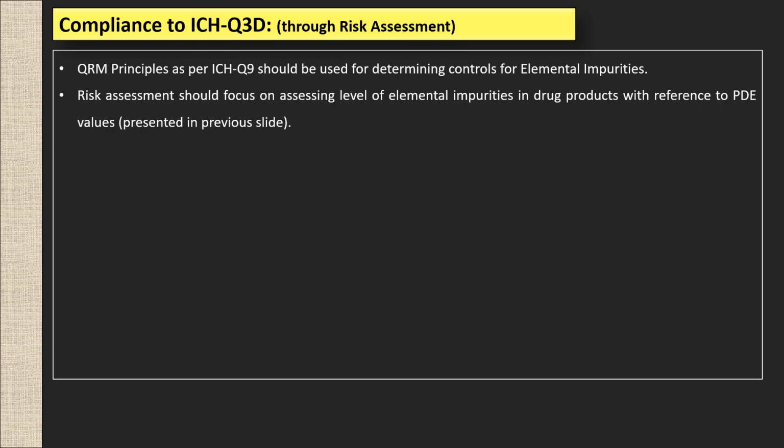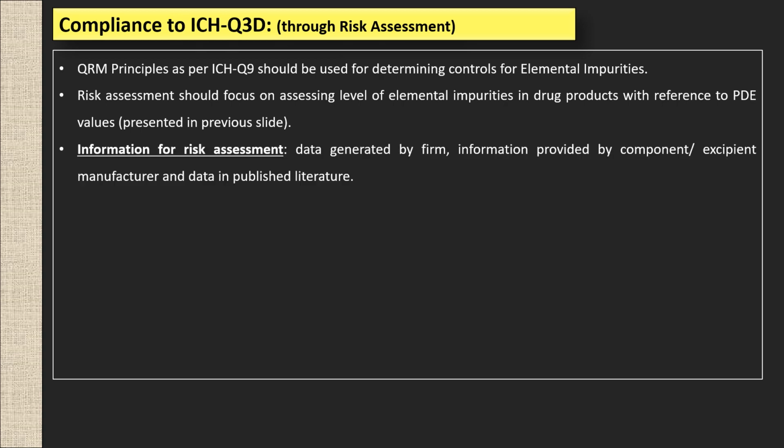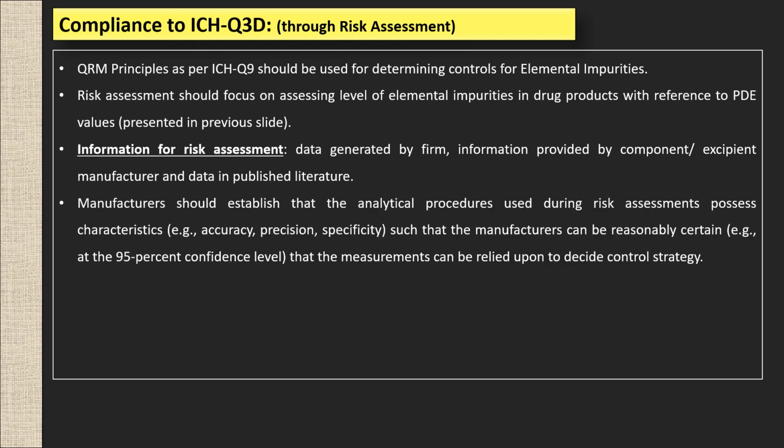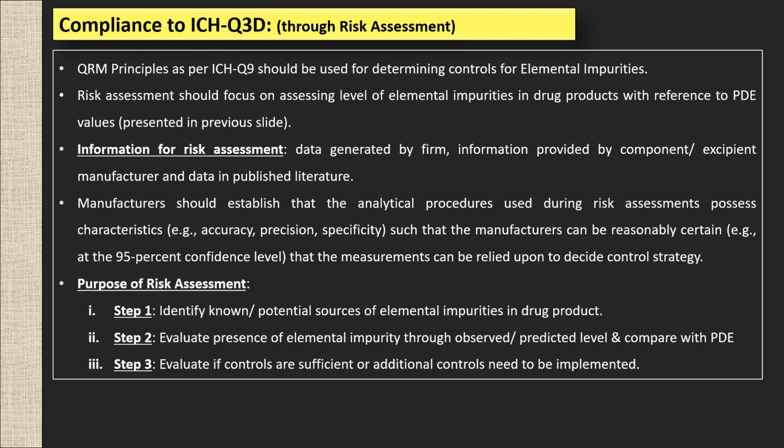Risk assessment should focus on assessing the level of elemental impurities in the drug product with reference to the PDE values presented in the previous slide. Information for the risk assessment includes data generated by the firm during product development, during technology transfer, information provided by the component or excipient manufacturer, and data published in the literature. Manufacturers should establish that the analytical procedure used during the risk assessment possesses characteristics, that is accuracy, precision, specificity, such that the manufacturer can be reasonably certain, that is 98% confidence level, 95% confidence level, that the measurements can be relied upon to decide the control strategy.